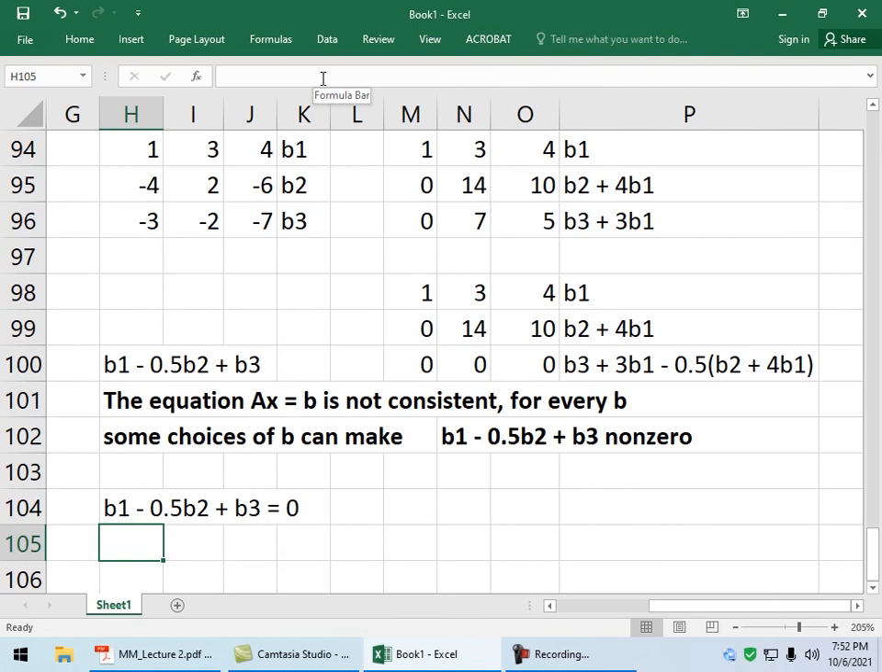We have three values, b1, b2, b3. That means there is a three-dimensional space, and inside this three-dimensional space we have some kind of a plane, and this is the span inside the plane. Plus b3 equals 0. So this equals 0 means the span goes through the origin.